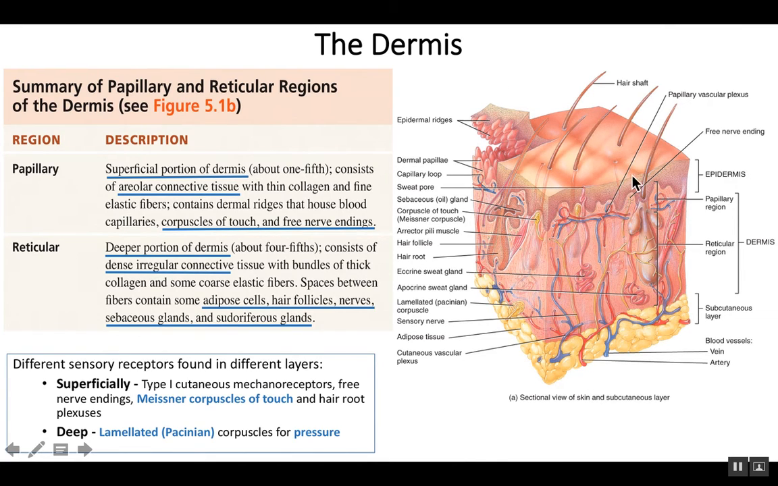So if we move through the epidermis into the dermis, the more superficial region just underneath the epidermis is known as the papillary region. The papillary region is largely made up of areolar connective tissue. So if you recall, areolar connective tissue is kind of a mix of different fibers, collagen, elastic fibers primarily. There are some cells in there called fibroblasts, and these fibroblasts are producing the fibers.